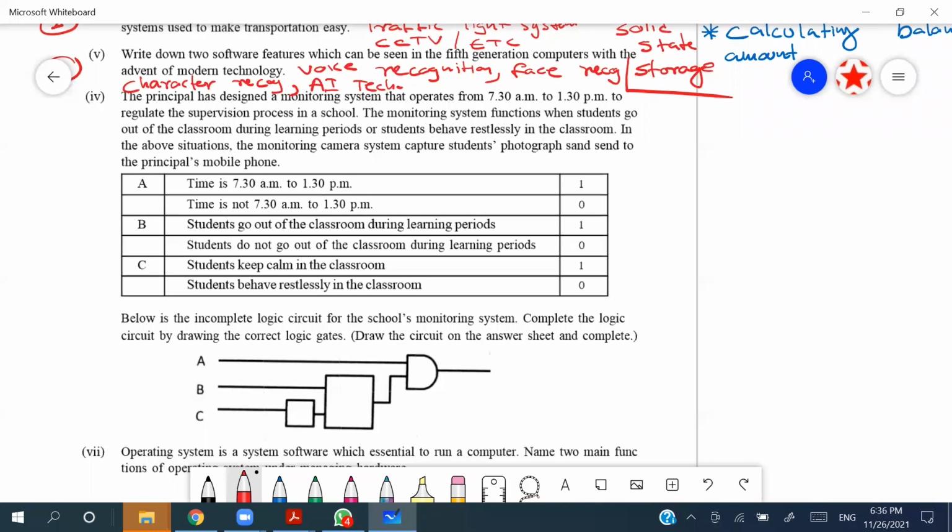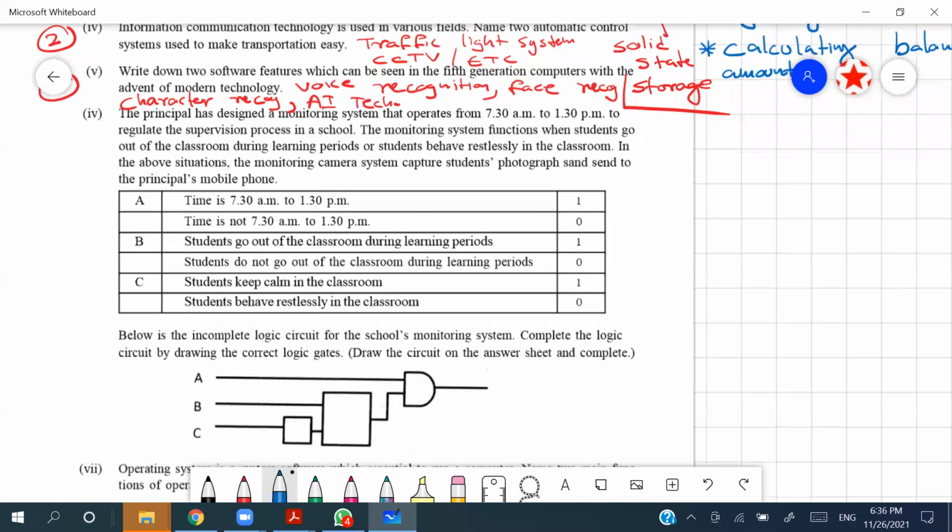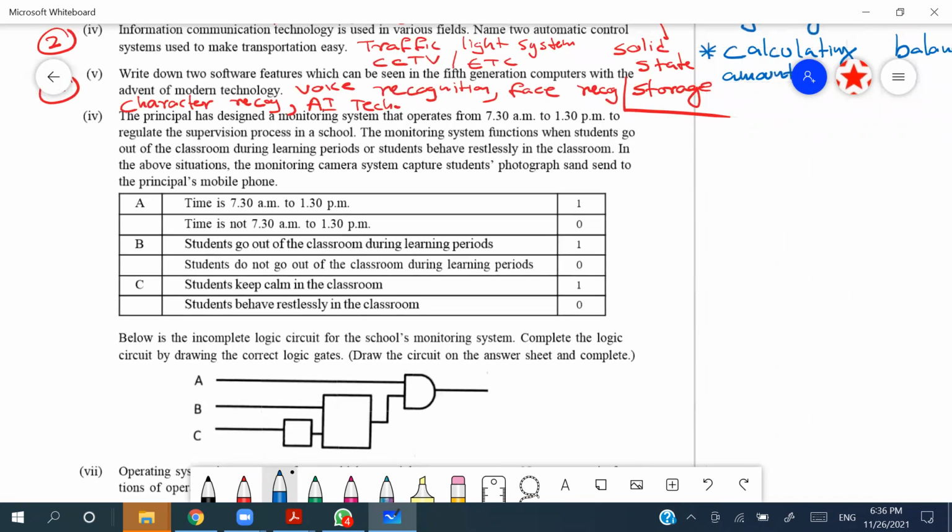Again, as a help, they have given the states of the inputs which control the output, that is, sending the picture to the principal's mobile phone. So we have taken A, the input A, as the time period. When the time is between 7:30 to 1:30 p.m., it indicates 1. That means this indicates A. Time is not 7:30 a.m. to 1:30 p.m., it indicates 0. That means this is A bar.